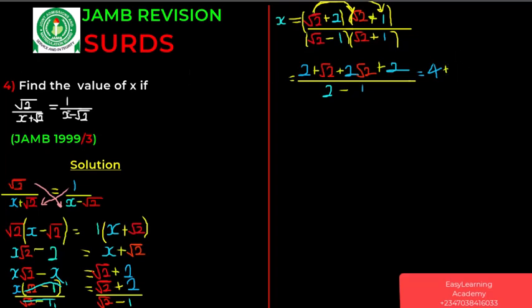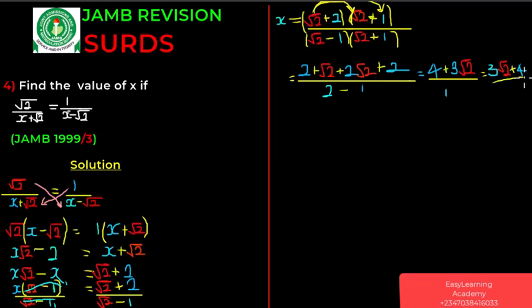Now don't be tempted, these are together, so we cannot add them. It is wise to rewrite it as 3 square root of 2 plus 4 over 1, so no need for us to have the over 1 again. So this is the answer.